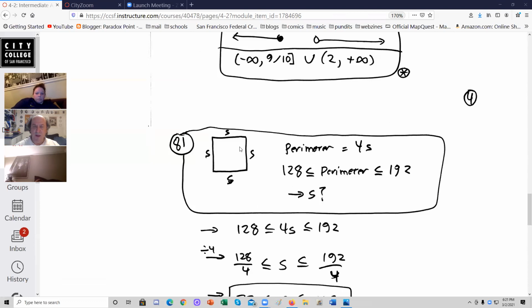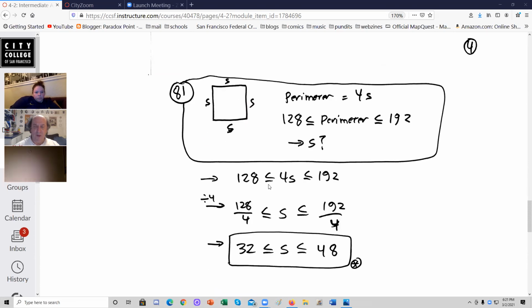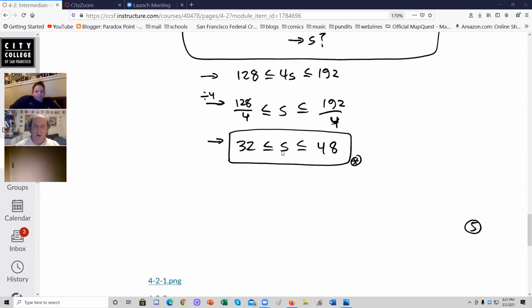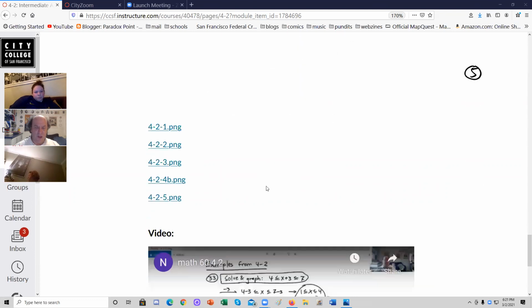Here we have a square with side s, the perimeter is 4s, perimeter is the distance around, and the perimeter is between 128 and 192. So what about s? All right, fine. So you plug in 4s for perimeter. 128 is less than or equal to 4s, is less than or equal to 192. Divide throughout by 4, that keeps the inequalities the same because that's a positive 4. 128 over 4 is less than or equal to s, is less than or equal to 192 over 4, which means 32 is less than or equal to s, is less than or equal to 48. And that's the range of solutions. All right.